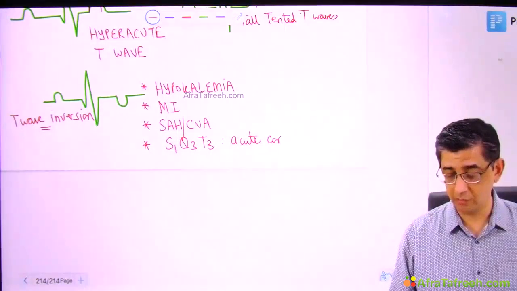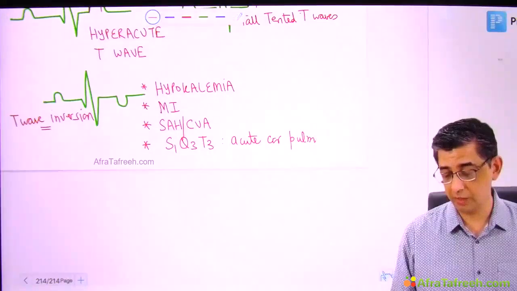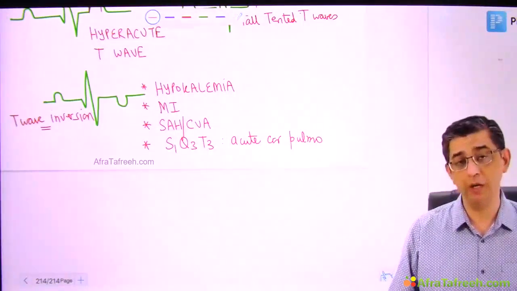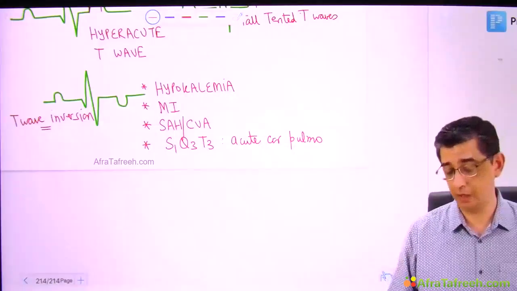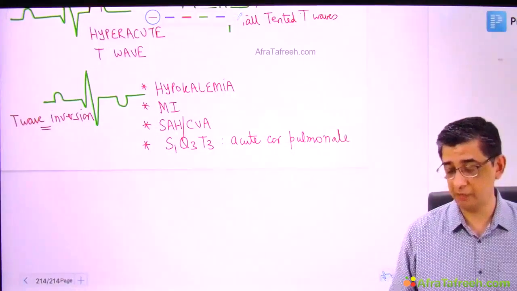The big clot in the pulmonary artery could either be a saddle embolus or it could be blocking one of the branches of the pulmonary artery. So therefore the right ventricle will fail.